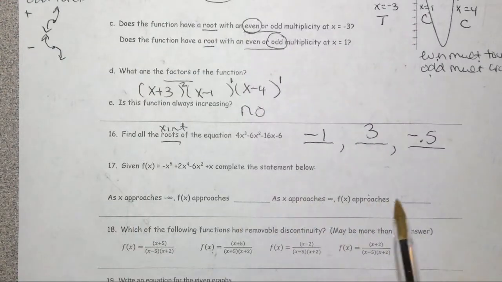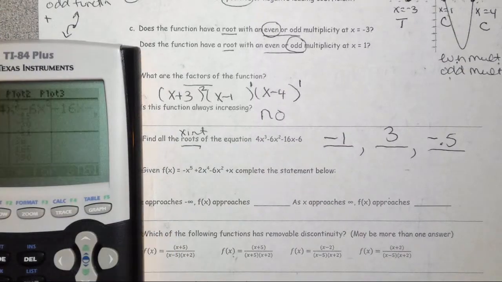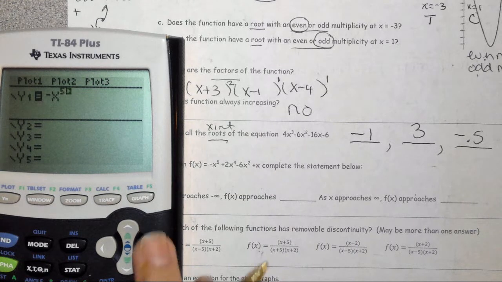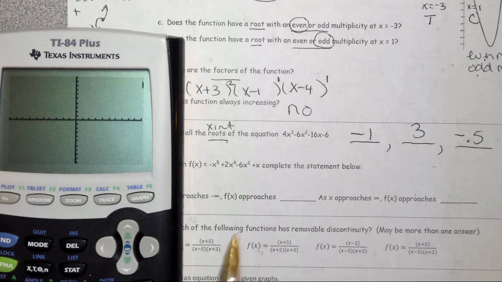17 wants you to complete a behavior statement. It's really just testing whether or not you know what the negative infinity and the positive infinity means. So again, we're going to use our calculator. I'm going to type this in: negative x raised to the 5th, arrow out, plus 2x raised to the 4th, arrow out, minus 6x squared plus x. I'm going to go look up my picture.